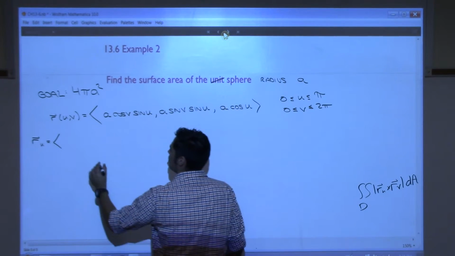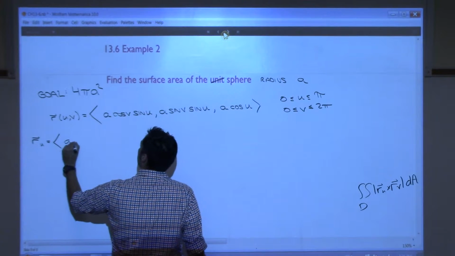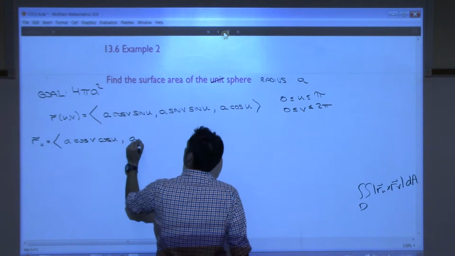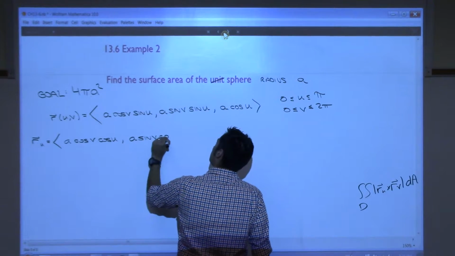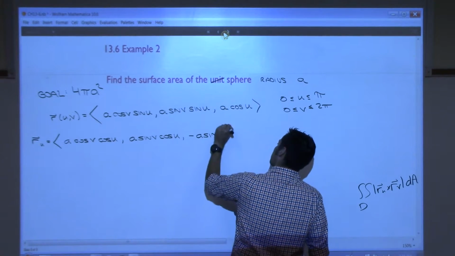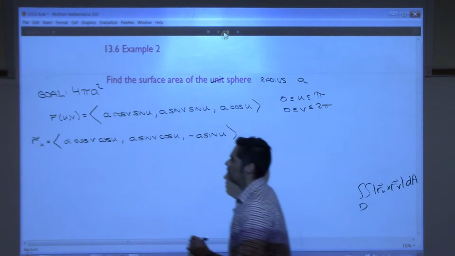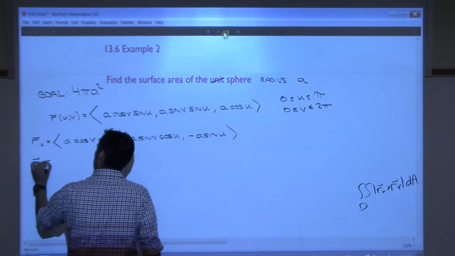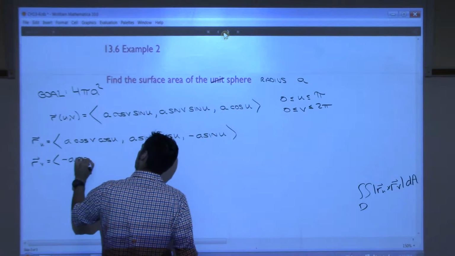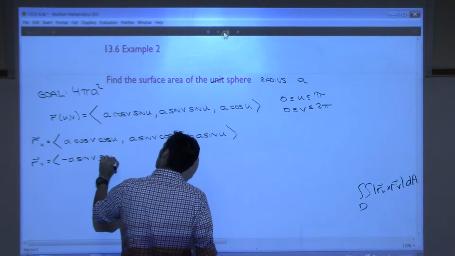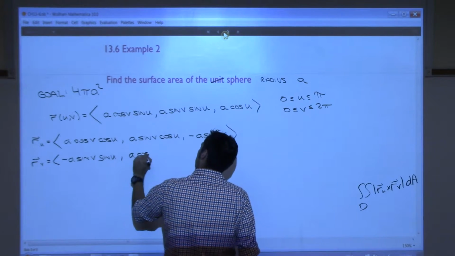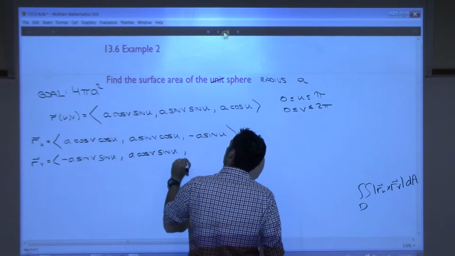Let's do this first partial. With respect to u, it would be a cosine v cosine u, a sine v cosine u, and then negative a sine u. Right? That's what that first one would be. The partial with respect to v would be negative a sine v sine u, a cosine v sine u, and 0, right?